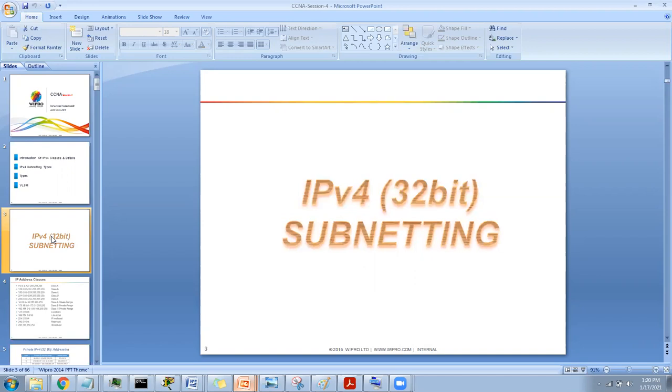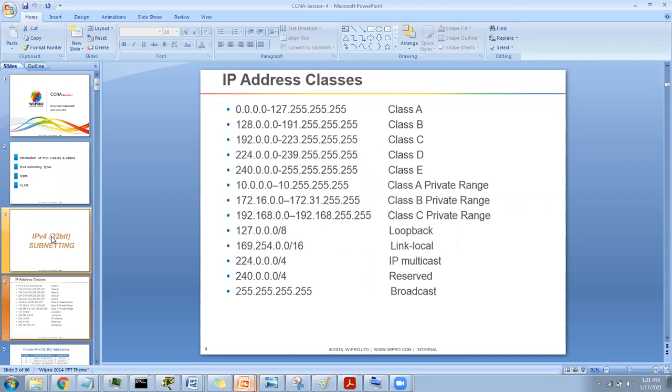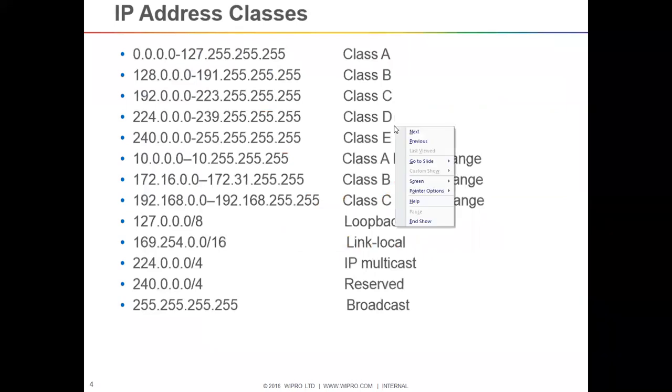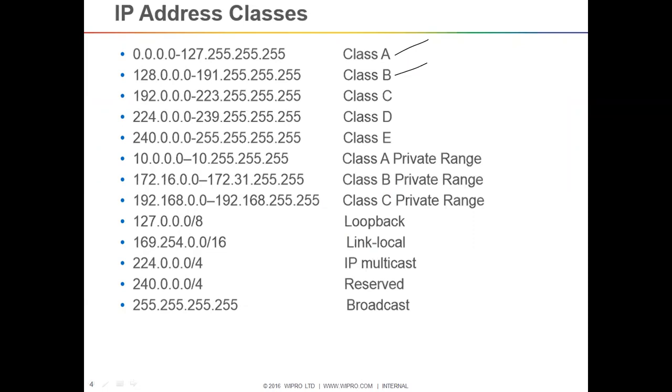You remember that, for example 192.168.30.20. It is a 32-bit, 4-octet address: 8 bits, dot, 8 bits, dot, 8 bits, dot, 8 bits. Right? So that is IPv4. Now the IPv4 classes: class A and its range, then class B, and class C.